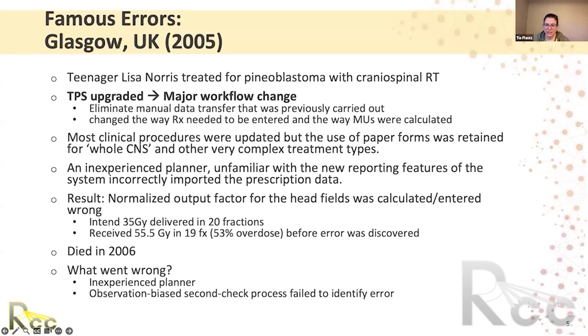The error was caught because the same dosimetrist made the same mistake again for another patient, but this time realized the error. When the error was evaluated for root cause, the primary contributing factors were determined to be that the planner was so inexperienced, and there was also an observation bias in the clinic's plan check process, so that it failed to identify the error.